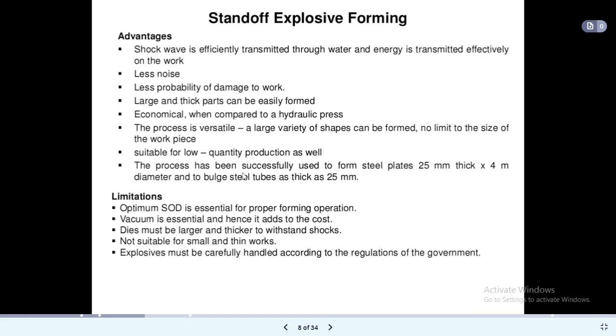The process has been successfully used for a steel plate 25 mm thick and 4 meters in diameter. Means plates 25 mm thick can be formed by this process, and with 4 meter diameter, a large workpiece can be easily formed by this process.